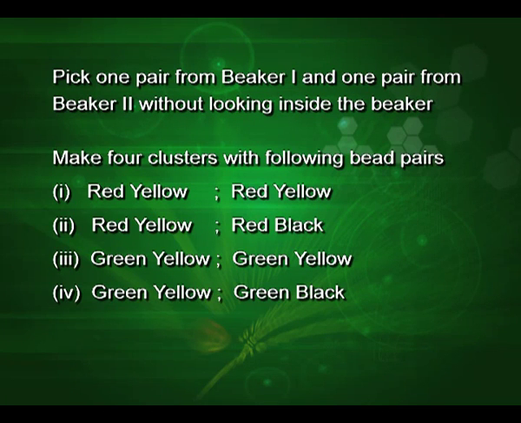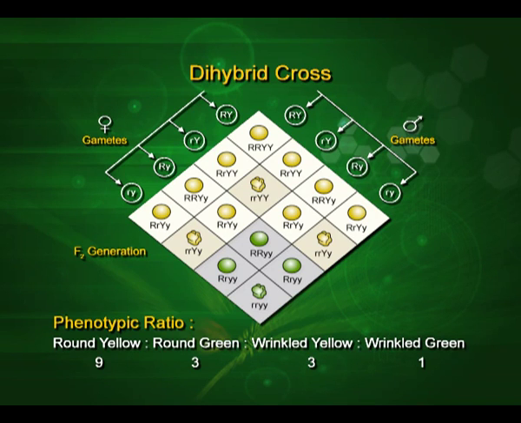Now, when these 4 clusters were made by Mendel, to his surprise, the ratio was 9:3:3:1, and any number of times he repeated the experiment, he got the same ratio. He tried to analyze how it happened. It was the case of 2 characters together.